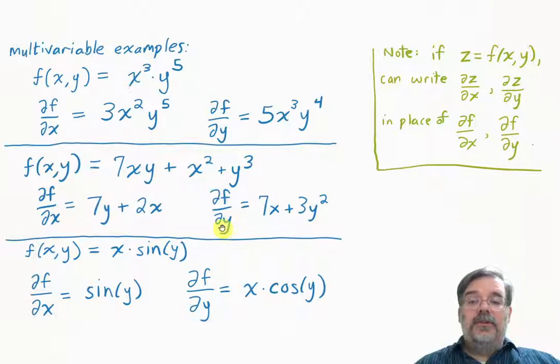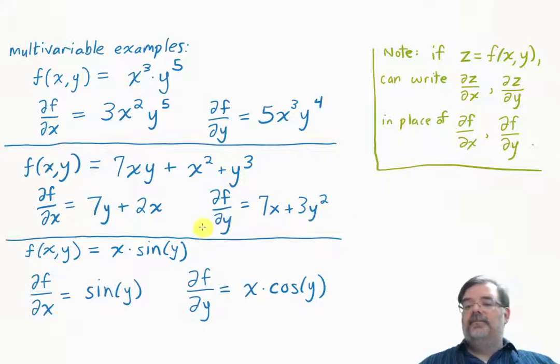The partial derivative with respect to y, so now think of y as the variable and x as the constant. The derivative of 7xy, y is the variable, x is a constant. This is a constant times y. The derivative of a constant times y is that constant. The derivative of x squared with respect to y, that's the derivative of, again, a constant, which is 0. That doesn't appear in this answer. The derivative of y cubed with respect to y is 3y squared. So this is the partial derivative with respect to y.